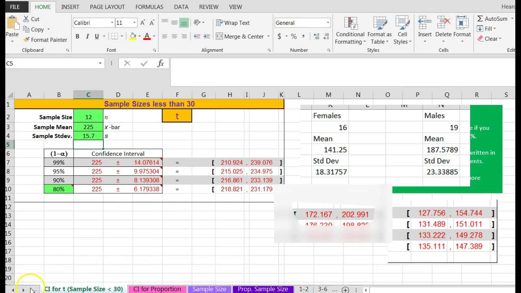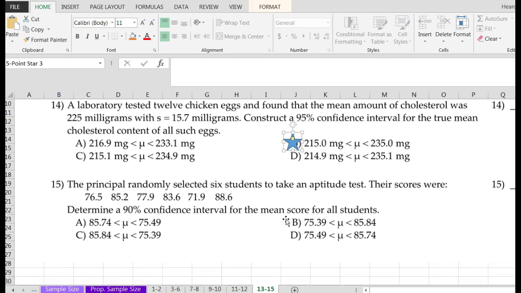Let's look at this last one. It says, the principal randomly selected 6 students to take an aptitude test. Their scores were 76.5, 85.2, 77.9, 83.6.